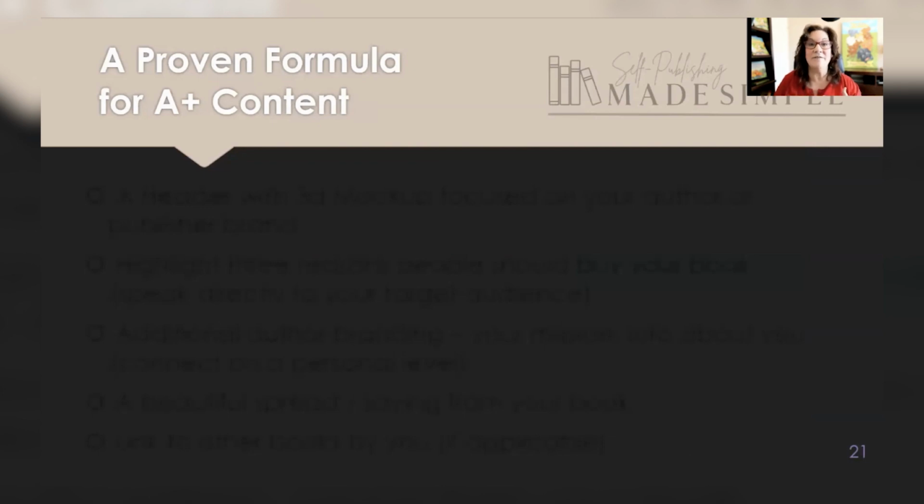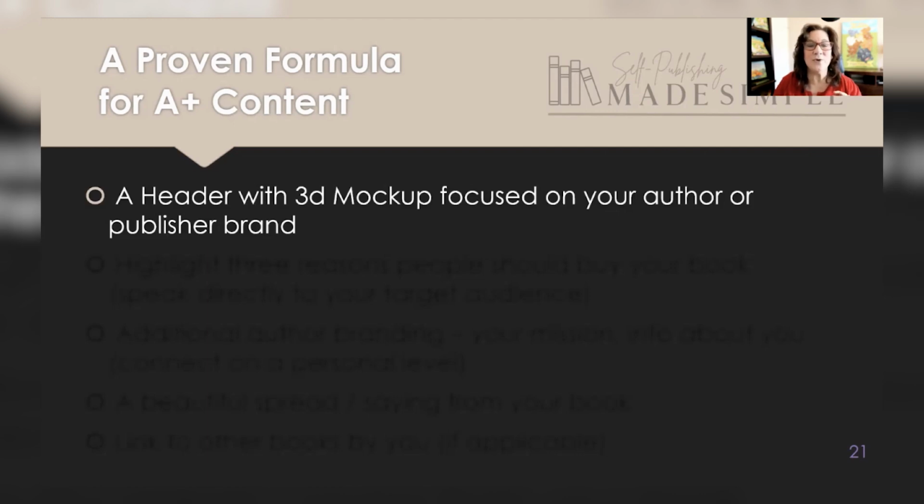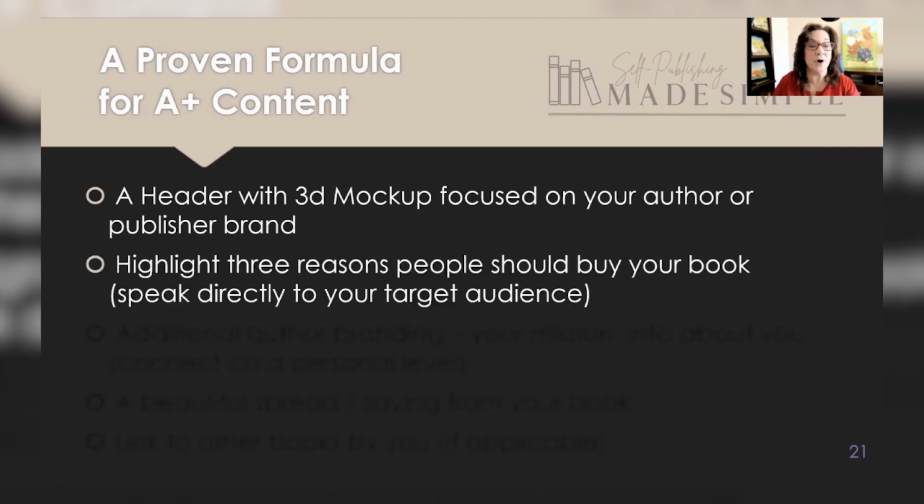Now, I do have a bit of a proven formula that I've used for myself and with my other authors. Have some sort of a header with a 3D mockup or focus specifically on your branding right out of the gate. You can add up to 5 modules with A+ content. So I usually start with a nice branding or 3D mockup with maybe a tagline, something that really says who you are. And then highlight 3 reasons why people should buy your book.